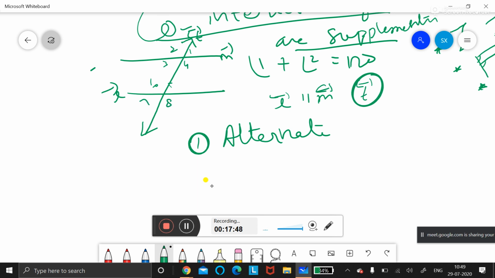Alternate angles are equal. What do you mean by alternate angle? 3 and which two are alternate angles here? 3 and 5, ma'am. Very good. Then 4 and 6. Very good. That is alternate interior angle.